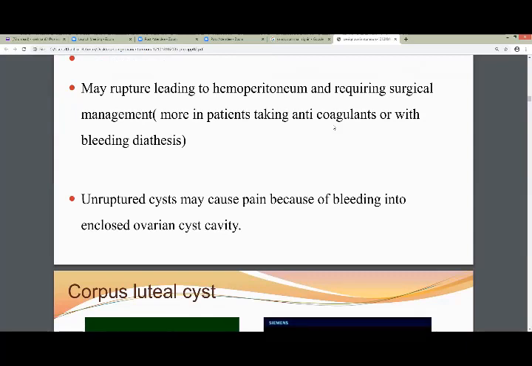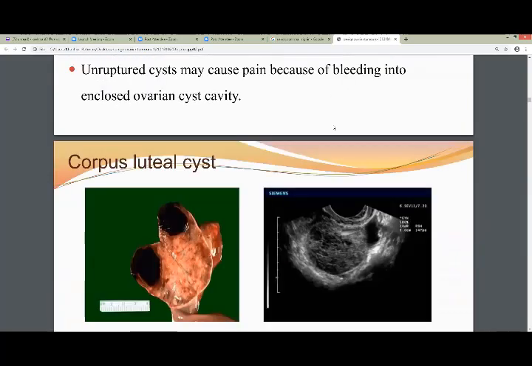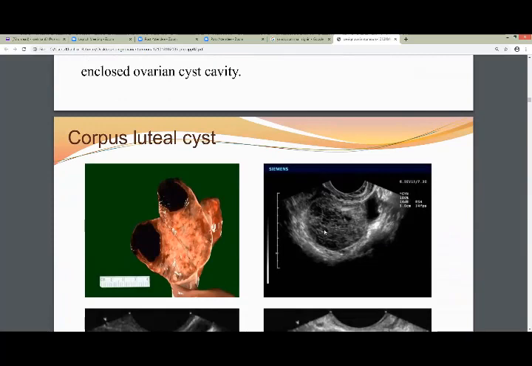So unruptured ones may cause pain, because if it is going to bleed inside, it can cause pain. What we are going to see on the ultrasound is what is known as a fishnet appearance. The hemorrhagic cyst, on naked eye examination after removal, can be seen like this.